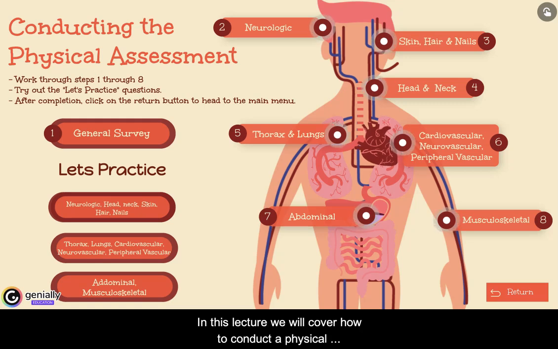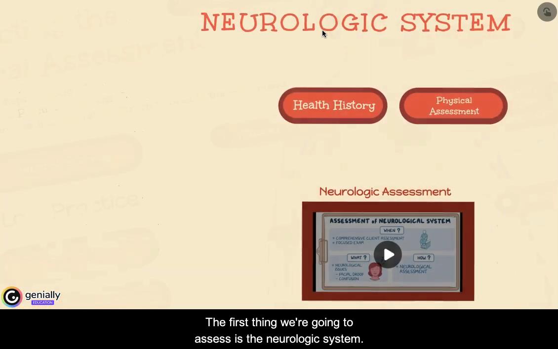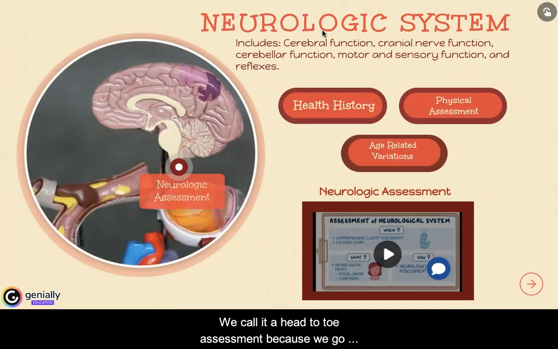In this lecture we will cover how to conduct a physical assessment in a systematic way. The first thing we're going to assess is the neurologic system. We call it a head-to-toe assessment because we go literally from head to toe, and it helps us to stay systematic. So the neurologic system is your cerebral function, your cranial nerve function, sensory function, motor function, and your reflexes. All of these are part of your neurologic system.